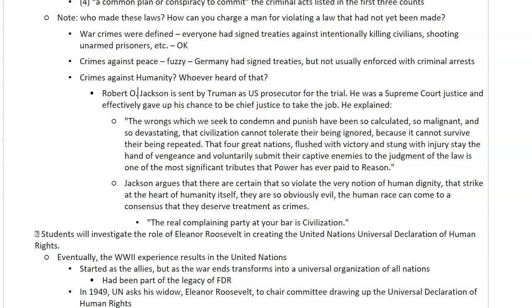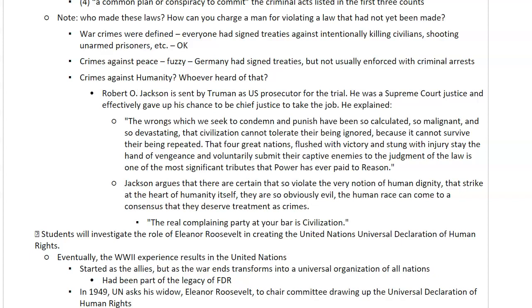And he famously gives in his speech this thing: the wrongs which we seek to condemn and punish have been so calculated, so malignant, so devastating, that civilization cannot tolerate their being ignored because it cannot survive their being repeated. That four great nations, flushed with victory and stung with injury, stay the hand of vengeance and voluntarily submit their captive enemies to the judgment of the law is one of the most significant tributes that power has ever paid to reason. It's a very famous quote.